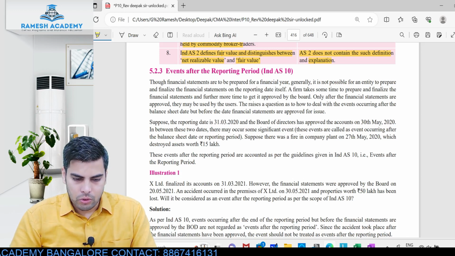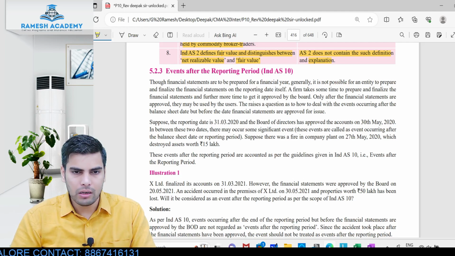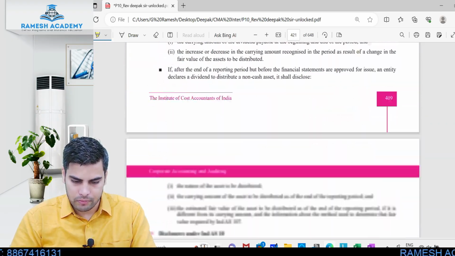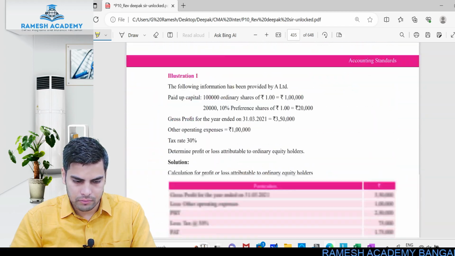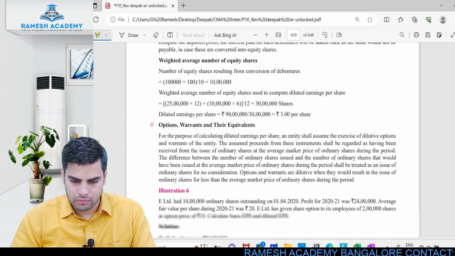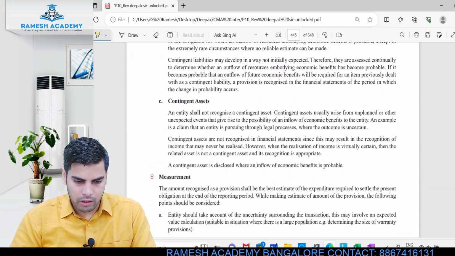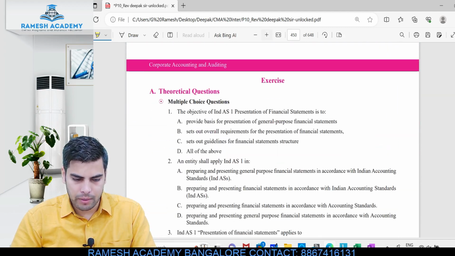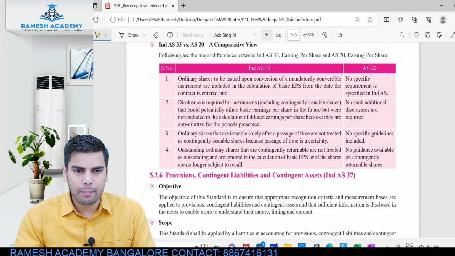Clear? So on that note, we complete Indian Accounting Standard 2. In the next class, we'll be discussing the other accounting standards. We have got a little more discussion which has been left over. There is quite a lot of stuff left over, so probably another 3 days we should be able to complete your accounting part.